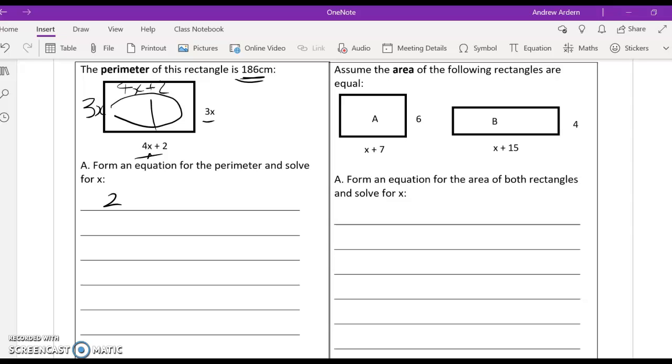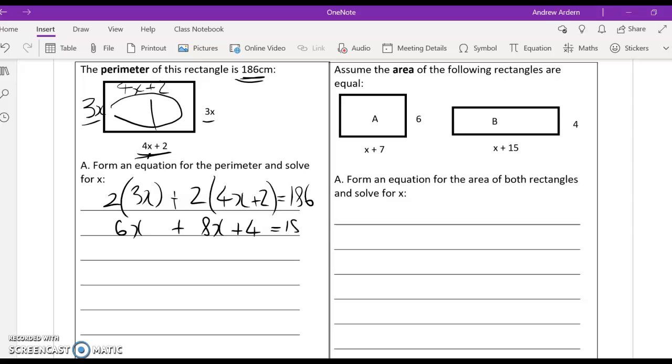So one way to do it is go 2 lots of 3x plus 2 lots of 4x plus 2, and that will give 186. Get rid of the brackets. 6x, 8x plus 4, and add the x's, the same animal. That's 14x plus 4.